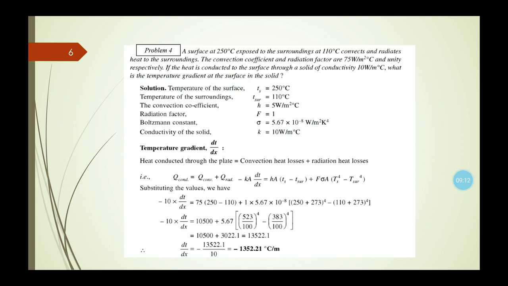In this equation, that is, the conductive heat transfer equals the convective heat transfer plus heat transfer through radiation, we have entered all the values which are given in the question. Except the value of dT/dx that we need to find, that is the temperature gradient, all the other values in this formulated equation are given. After putting all the values we have calculated the temperature gradient, and it comes to minus 1352.21 degree centigrade per meter. So this is the value of the temperature gradient that we have calculated here.